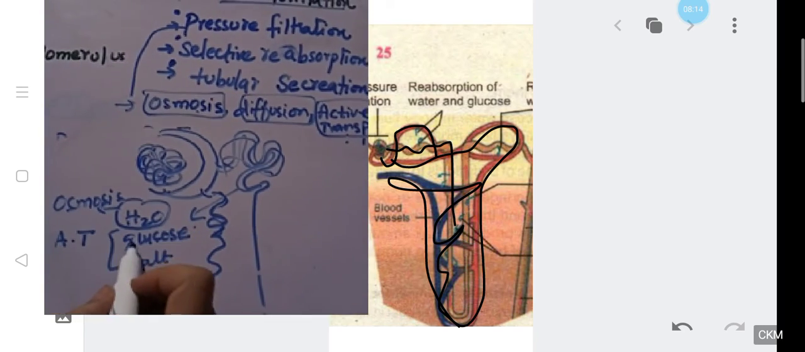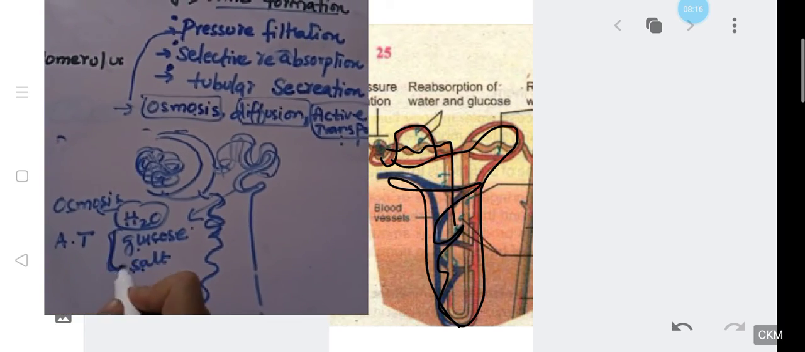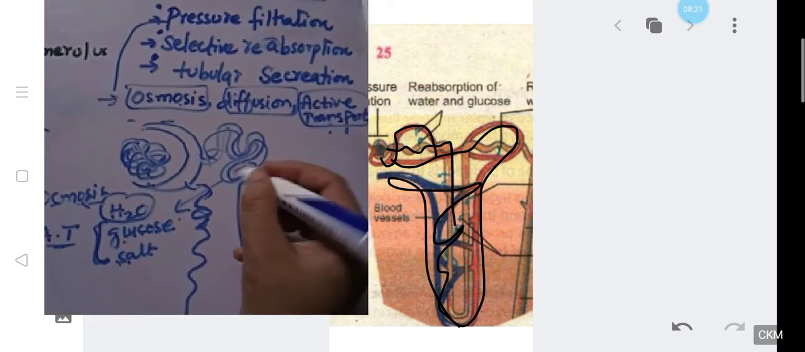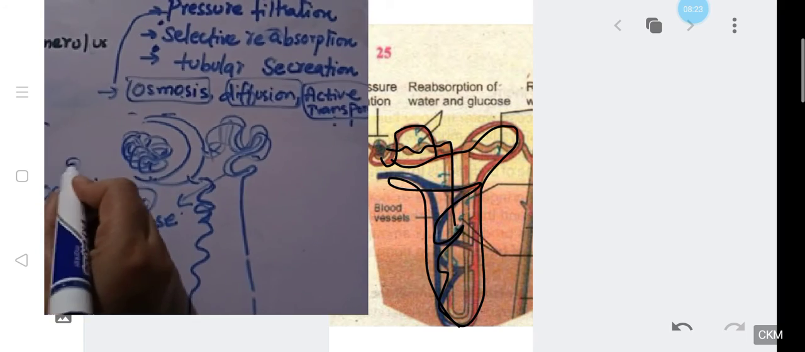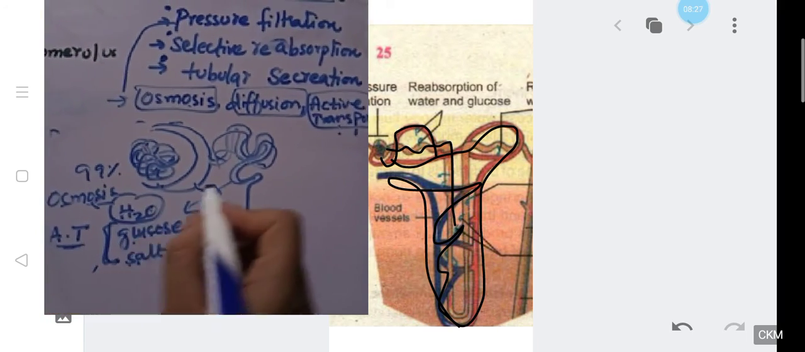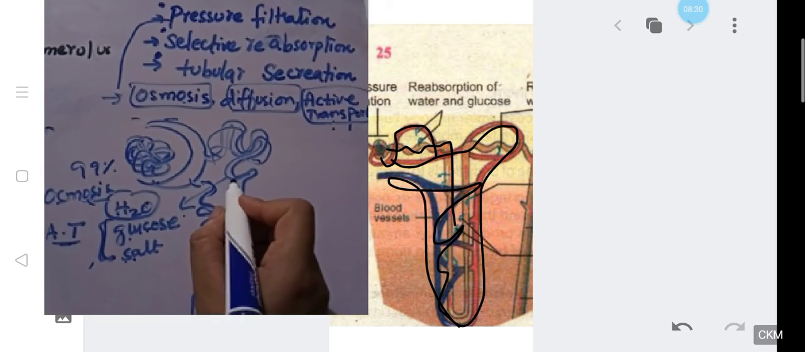So this glucose and salt will be taken back by the help of active transport, while water by the help of osmosis. Keep in your mind, students, that 99% of the water will be reabsorbed here in the renal tubule.